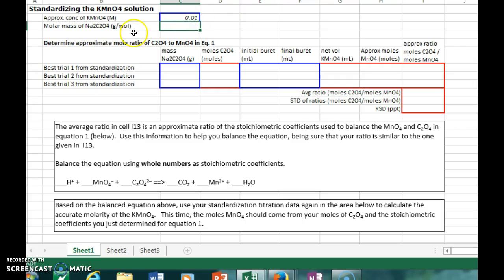In cell C6, we want to know the molar mass of sodium oxalate, and so you just have to go through and add up all the masses, and you should end up with 133.999.